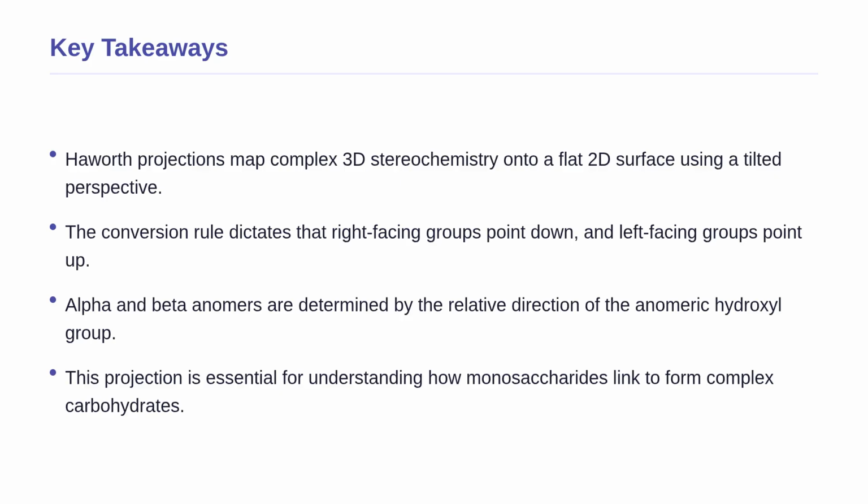We have covered a lot of ground today, so let us summarize our key takeaways. First, the Haworth projection is an indispensable visual tool that bridges the gap between flat chemical formulas and complex three-dimensional biological structures. Second, the conversion rule is simple but strict. Groups on the right point down, and groups on the left point up. Finally, the orientation of the anomeric carbon determines whether you have an alpha or beta sugar. Mastering this projection is your key to understanding how simple sugars link together to fuel all living organisms.